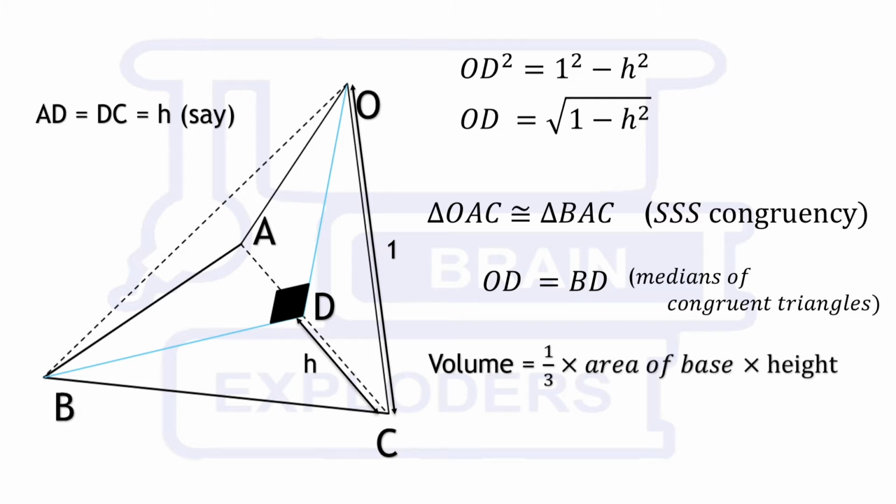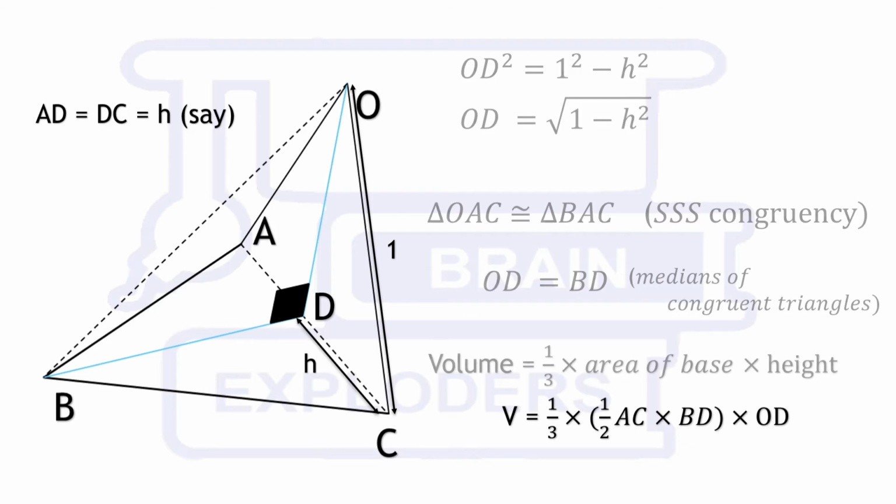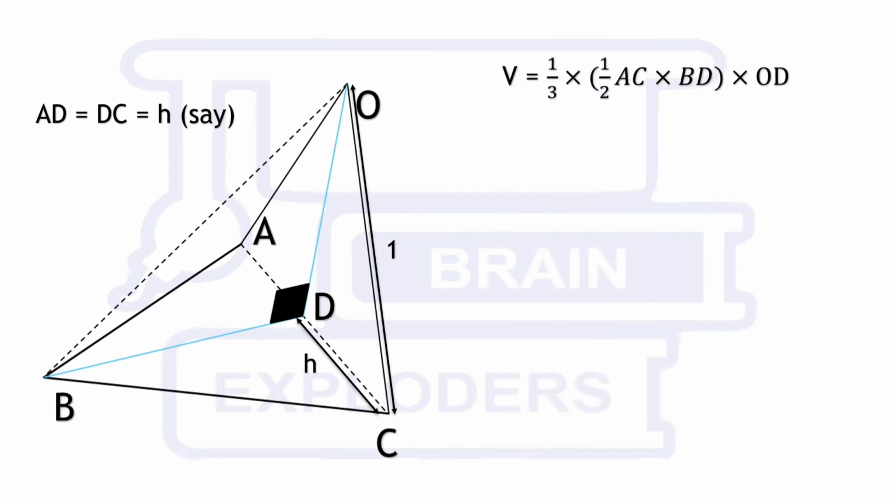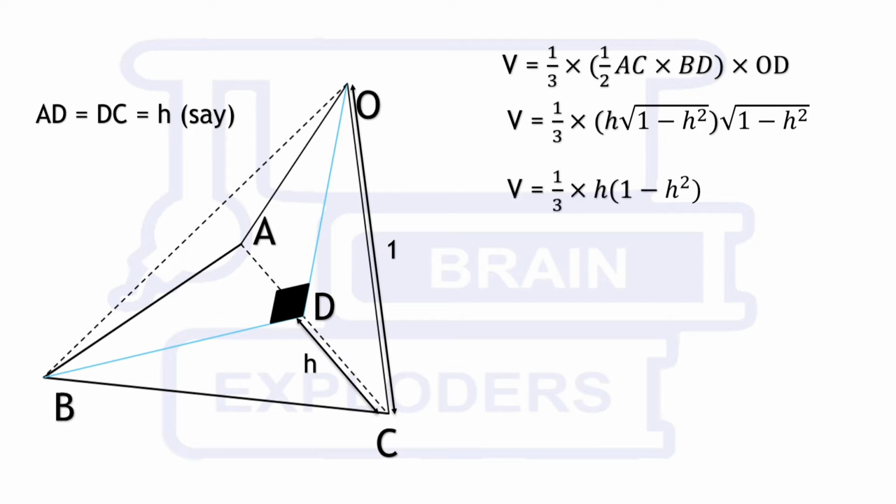Now let's calculate the volume in terms of H. Here volume is equal to 1/3 of area of base times height. That is, volume is equal to 1/3 times OD times half of AC times BD. Now substitute the values of AC, BD and OD. We get volume is equal to 1/3 of H times 1 minus H square.